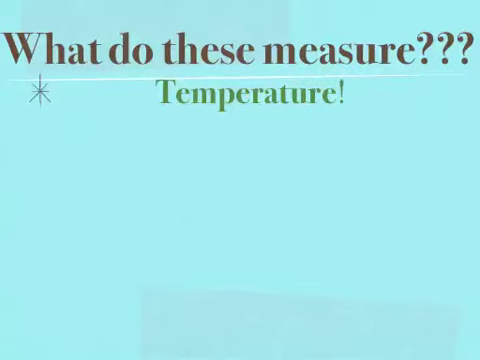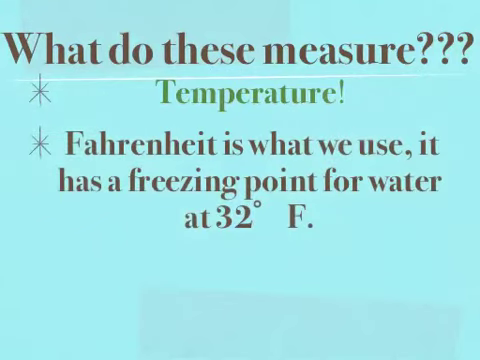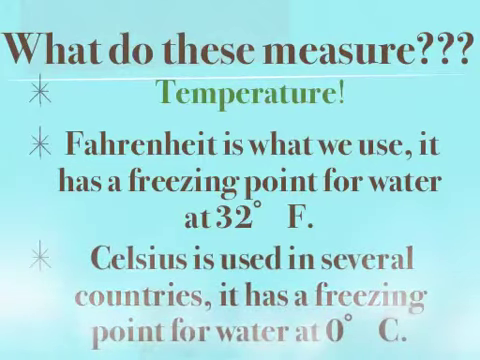The difference between Celsius and Fahrenheit is Fahrenheit is what we use in the United States. It has a freezing point for water at 32 degrees Fahrenheit. And then Celsius is used in most other countries. It has a freezing point for water at 0 degrees Celsius.